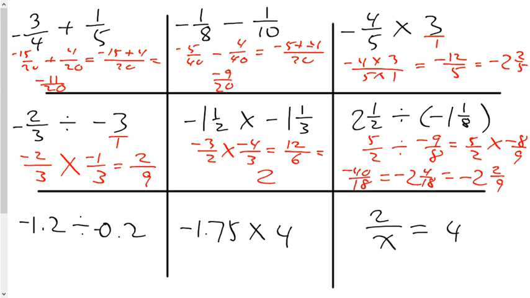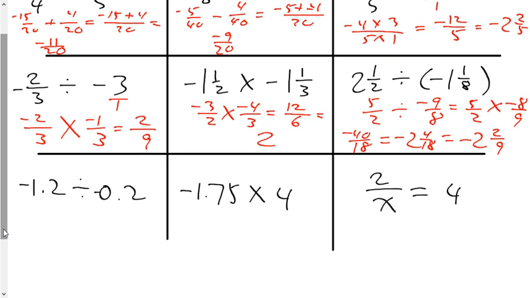Our last 3 questions are decimals, and actually our last question is algebra. So our next 2 questions are decimals, operations with rational numbers in decimal form. We have a negative 1.2 divided by negative 0.2. Now, if you think of it as money, you have $1.20 divided into piles of 20 cents. If you have $1.20 divided into piles of 20 cents, you can make 6 piles, which is your answer.